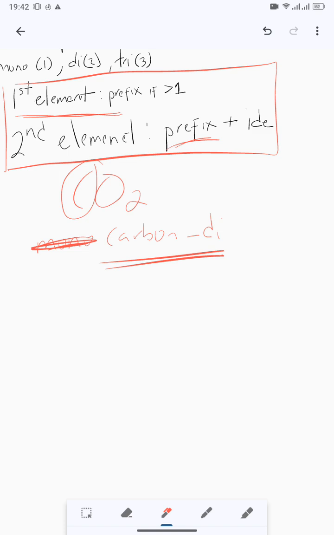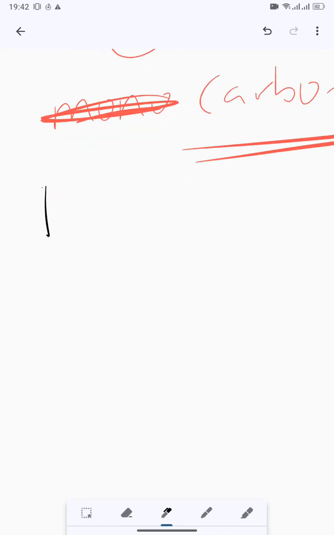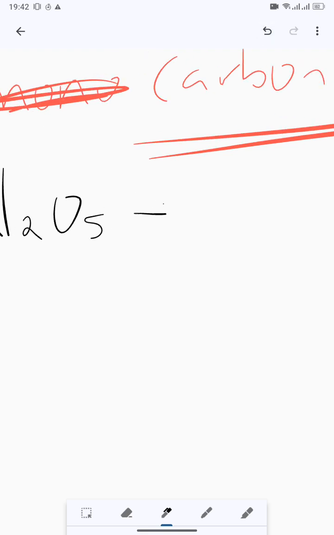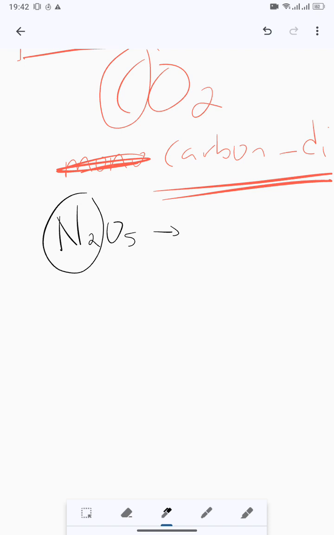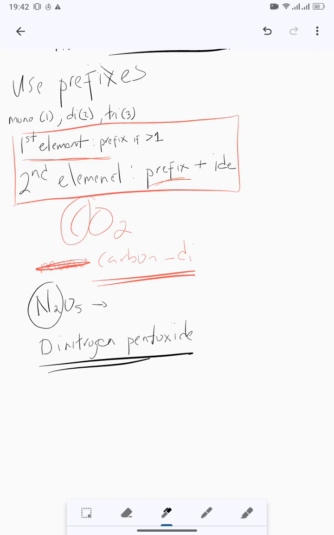For example, how will you name N2O5? You can see that the first element, which is nitrogen, is greater than 1. Since it's 2, I'll say dinitrogen, and then for the second element, prefix penta, oxide, with the -ide ending. So that's basically it about molecular or covalent compounds.